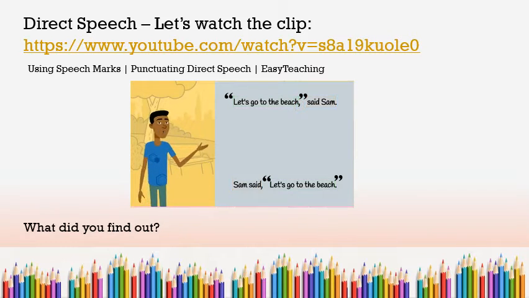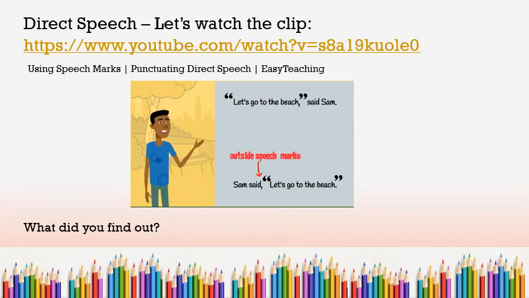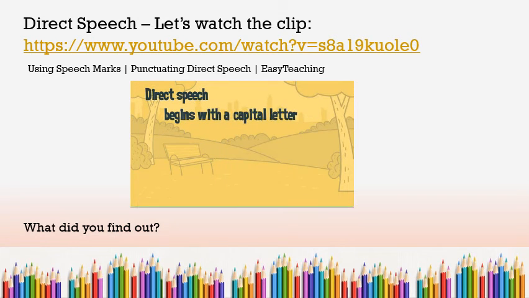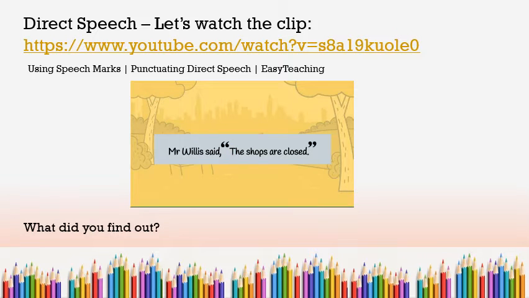There is a slight difference, however. If the direct speech is at the beginning of the sentence, the comma goes inside the speech marks. If the direct speech is at the end of the sentence, the comma is placed outside the speech marks. Direct speech begins with a capital letter, even in cases such as this, where the direct speech is in the middle of the sentence. Where direct speech ends a sentence, the full stop is placed inside the speech marks.